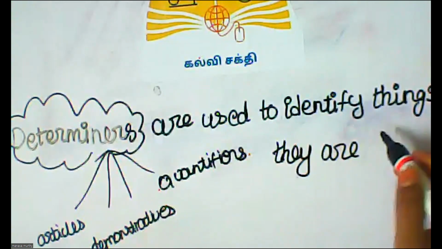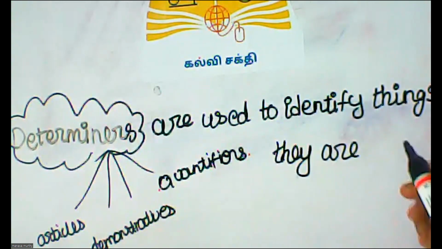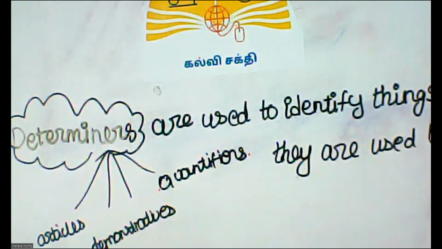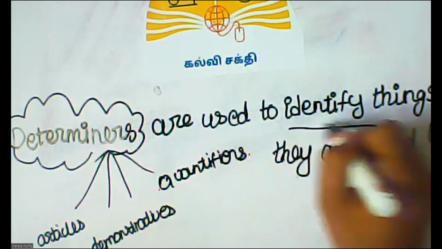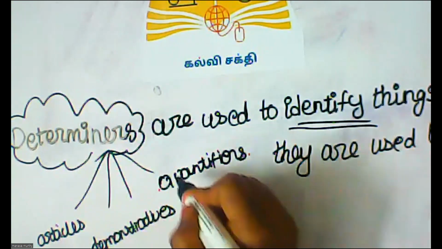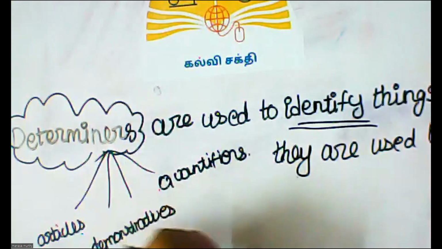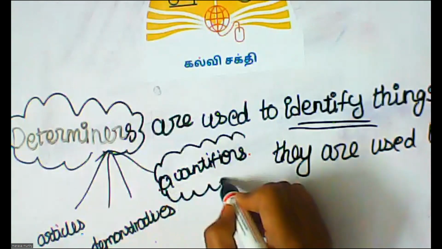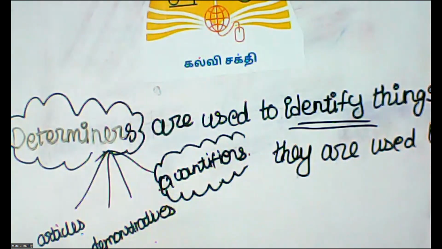A noun phrase is a group of words. They are used before a noun. Like how we use a preposition before a noun, in the same way this determiner is also used, but we are using this to identify things. Determiners are used for identification. Among them, the various types which I told, articles, demonstratives, quantifiers. In our textbook we have been specifically told about these quantifiers.